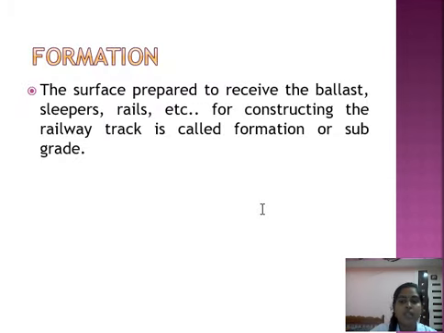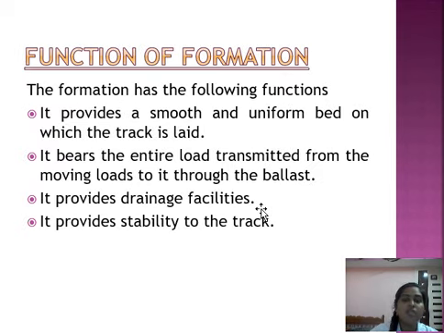So the next component is formation. The surface prepared to receive the ballast, rails, sleepers, etc., for constructing the railway track is called formation or subgrade. Simply we can say it is the foundation of the railway track. So what are the functions of the formation? It provides a smooth and uniform bed where the track is laid, and it bears the entire load transmitted from the moving loads to it through the ballast. It provides drainage facilities also. It provides stability to the track.